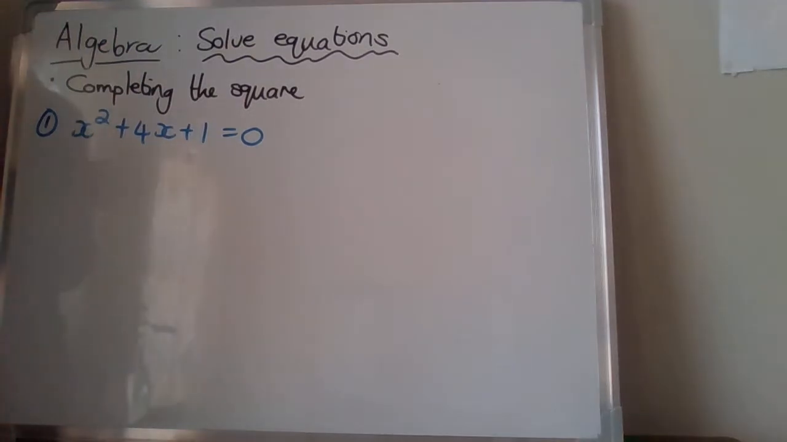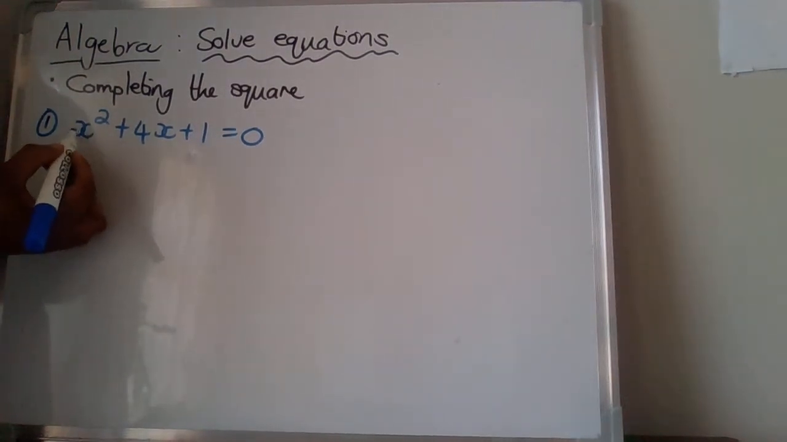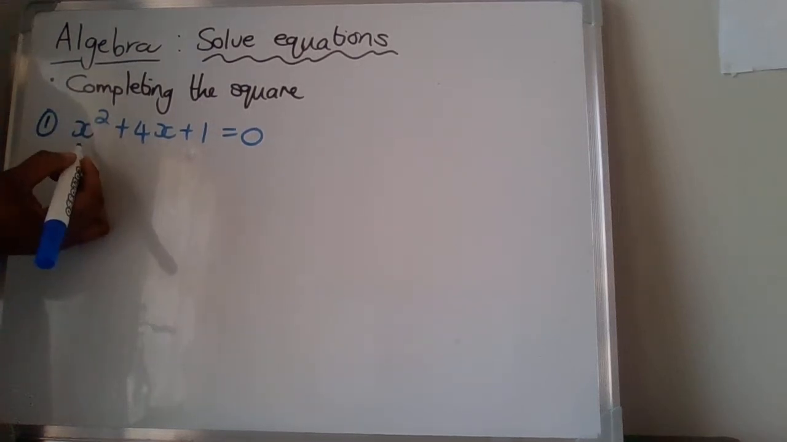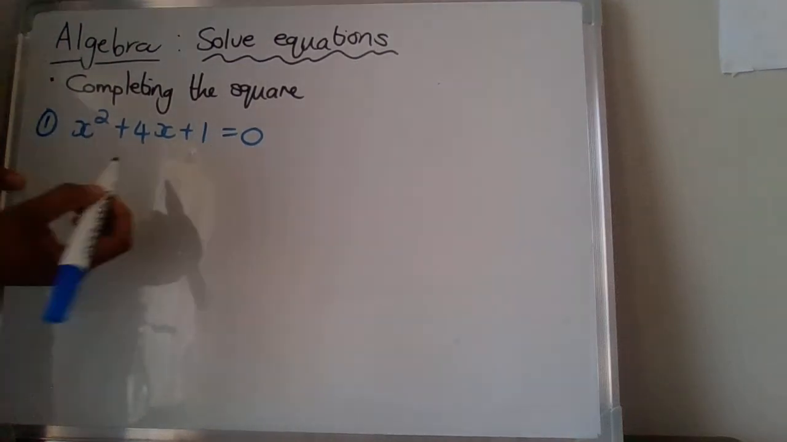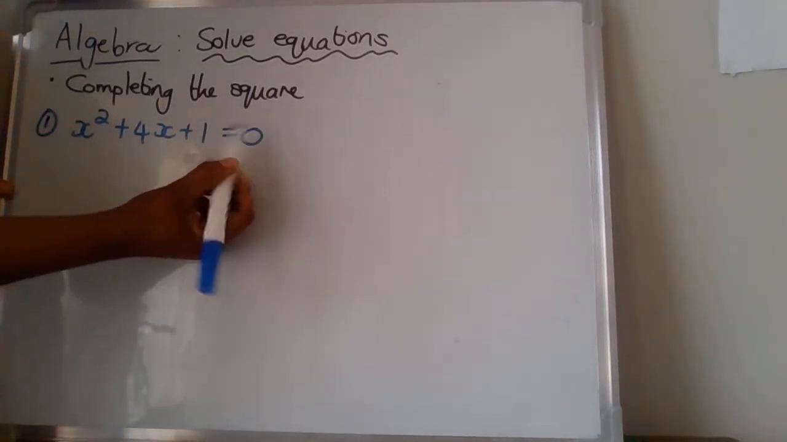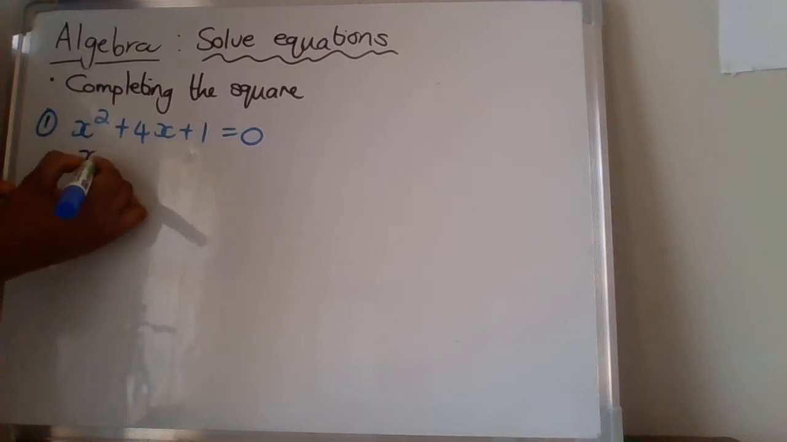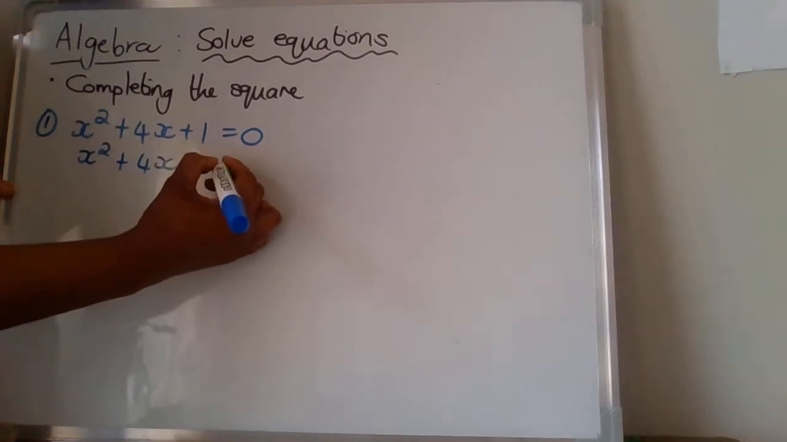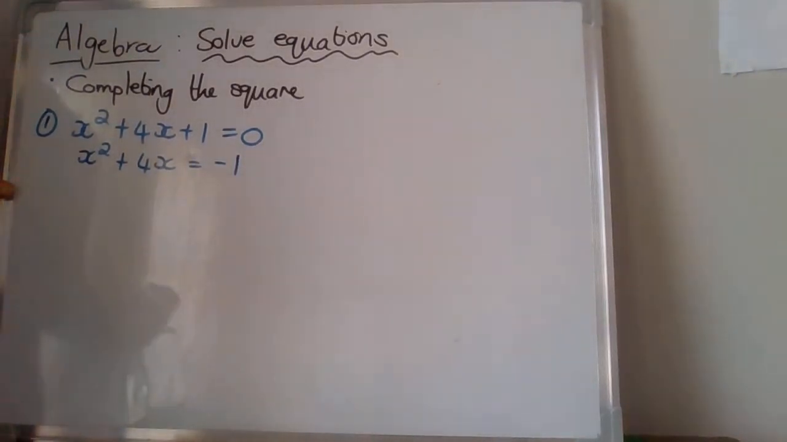The next step in solving equations is by completing the square, and I'm going to take you through the steps. So first things first, you need to make sure that the x squared stands on its own. We'll do an example where there's a coefficient, and then I'll show you how to deal with that. First, you're going to move this constant over to the right-hand side. So then you're left with x squared plus 4x is equal to minus 1.